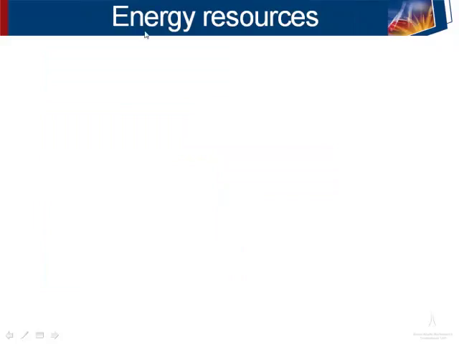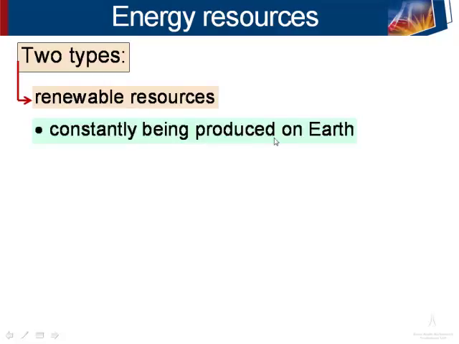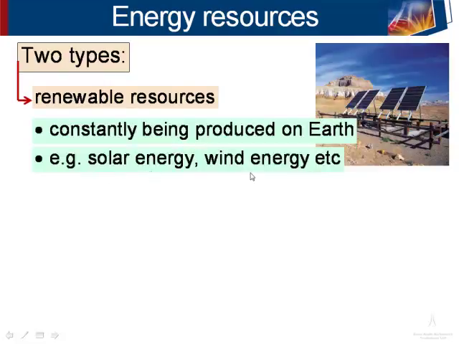We classify energy resources into two main types. The first one, renewable resources. These are constantly being produced on Earth, and examples are solar energy, wind energy, geothermal energy, wave energy, and biomass energy. An example is shown here where we have solar panels using sunlight to generate solar energy.